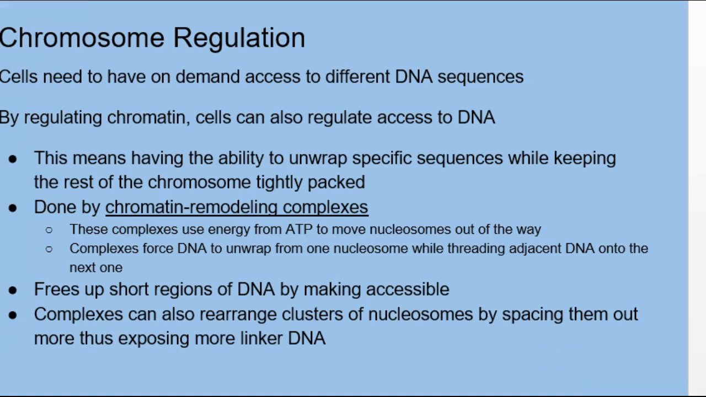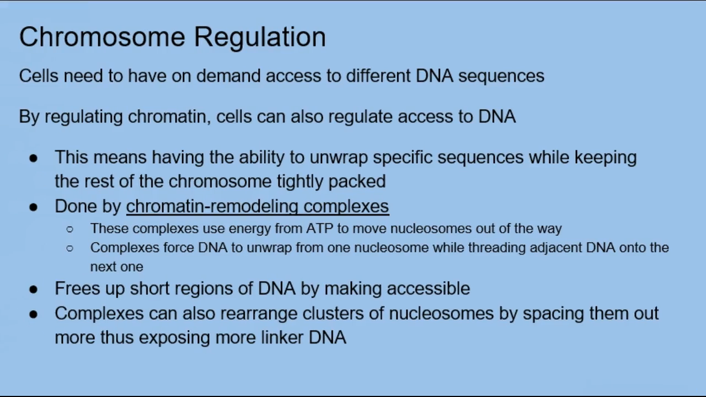So next we're going to talk about chromosome regulation. Cells need to have on-demand access to different DNA sequences. By regulating chromatin, cells can also regulate access to DNA. This means having the ability to unwrap specific sequences while keeping the rest of the chromosome tightly packaged. This is done by chromatin remodeling complexes.